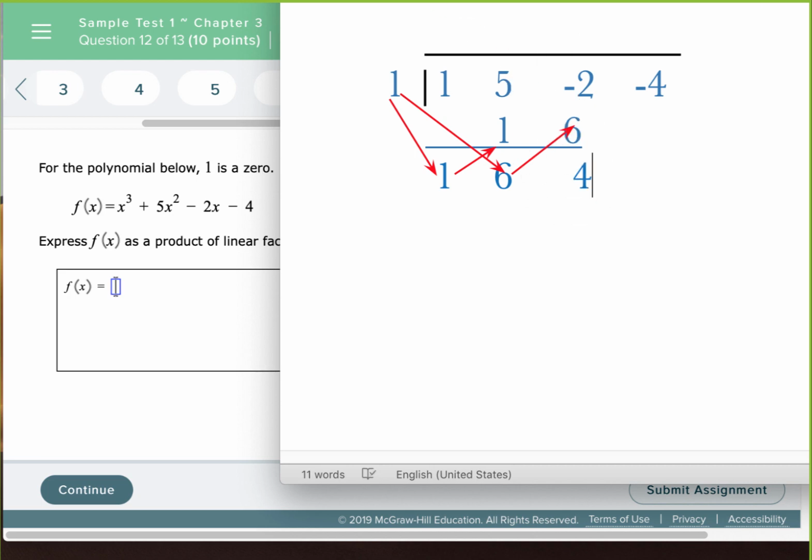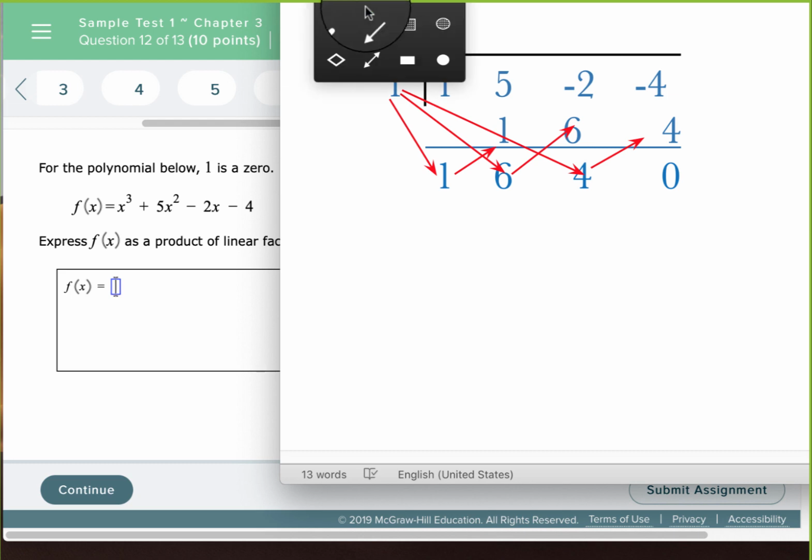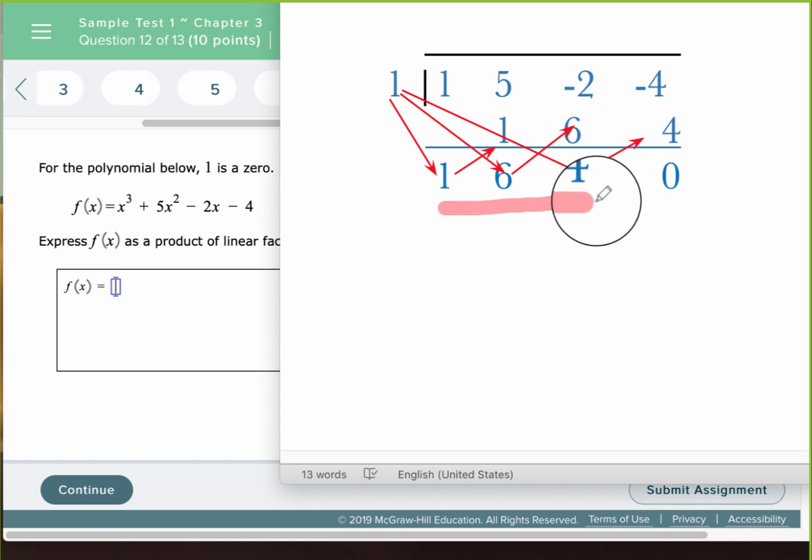And then we do the multiplication again. 1 times 4 is 4. And then when we add negative 4 and 4, we get 0, which is what we would expect because 1 is a 0, and so the remainder would be 0. So now that we have our values after we have done our synthetic division, we can create our new polynomial. 1 will be the coefficient of the first term, 6 will be the coefficient of the second, and 4 will be the coefficient of the third.